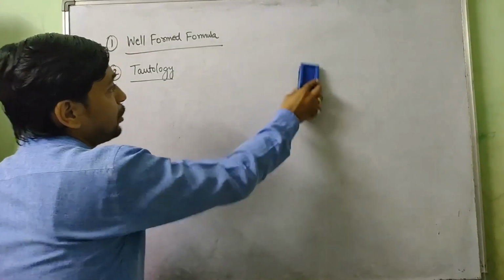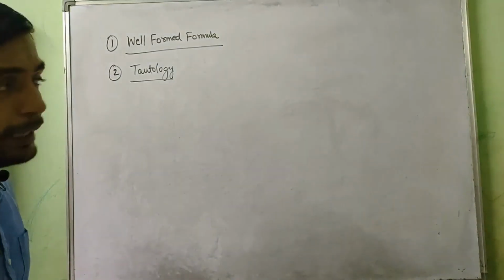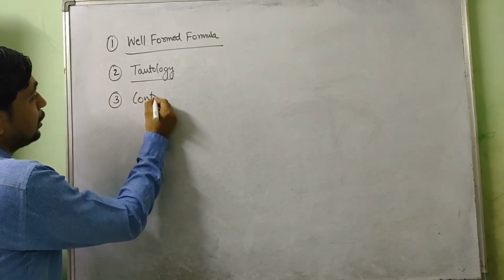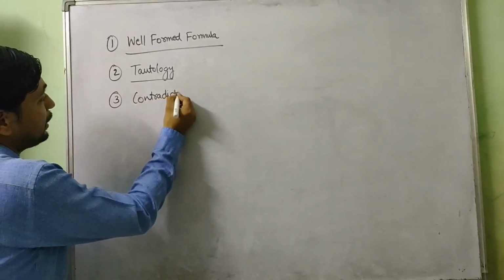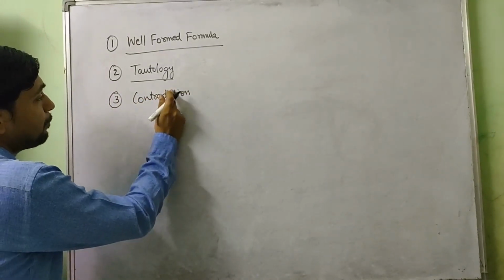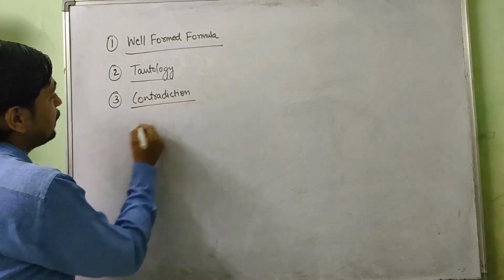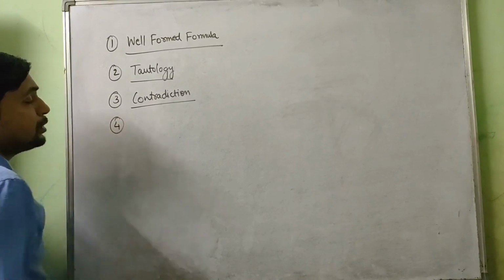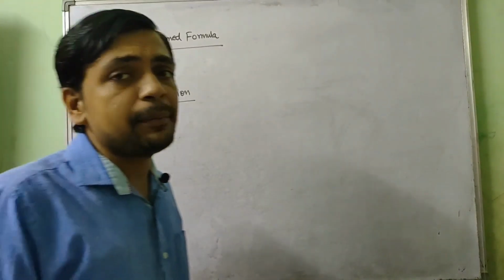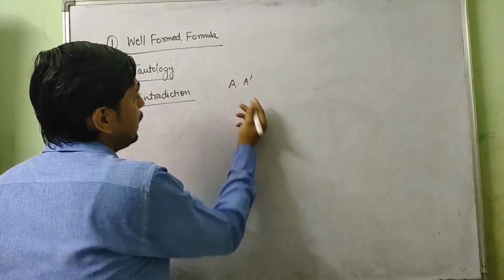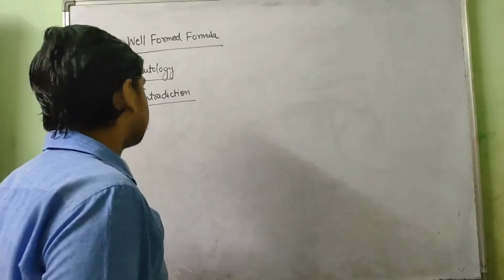Now the reverse of tautology is known as contradiction. What is a contradiction? If the result of a given proposition is always 0, then it is nothing but a contradiction. For example, A and A complement is a contradiction.